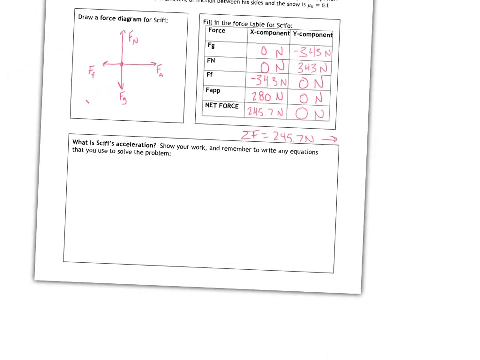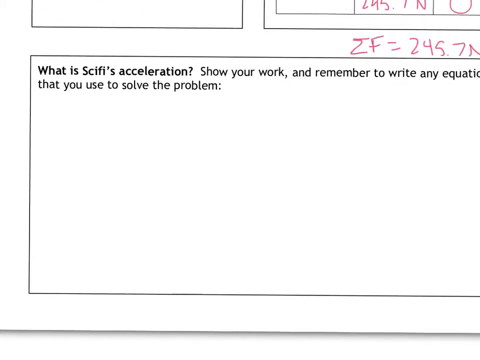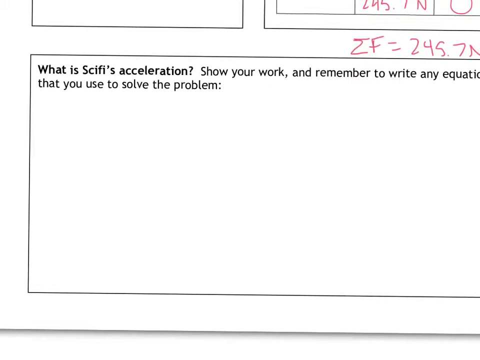So now we have to remember, well, how can we figure out the solution to this problem? We want to know, what is Sci-Fi's acceleration? So we have to show our work and write any equations that we use to solve. Newton's second law, which we can recall, we found in our unbalanced forces lab, was a, being the acceleration, equals the net force over the mass. In this case, we know the net force is 245.7 newtons, and the mass is 35 kilograms.